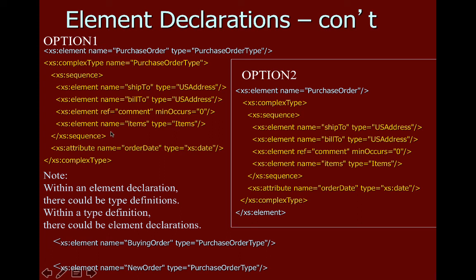And then within a type definition, notice that we also declare elements like ship to, bill to, and so on. And this is a way to refer to an element which is defined elsewhere, defined outside. So within a type definition, you have element declarations, and within an element declaration, you have type definitions.